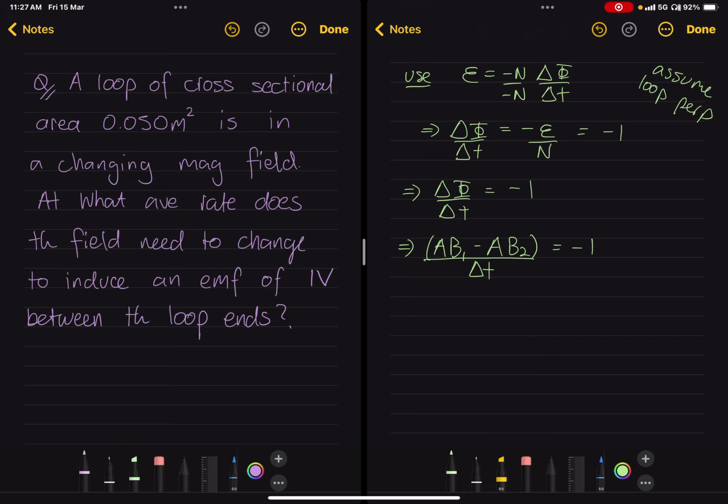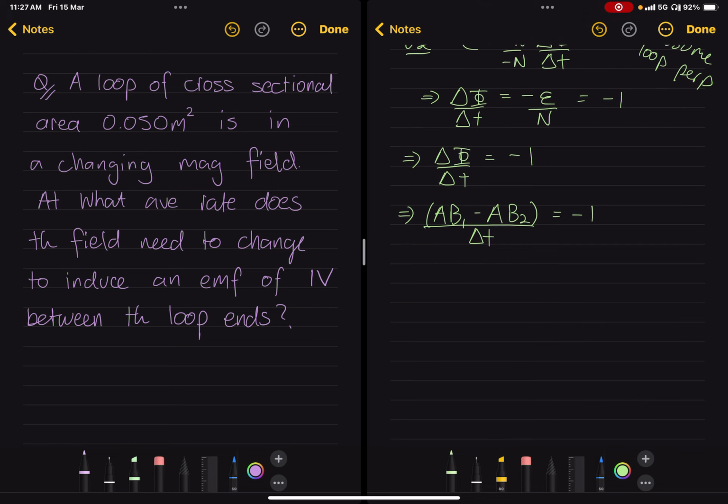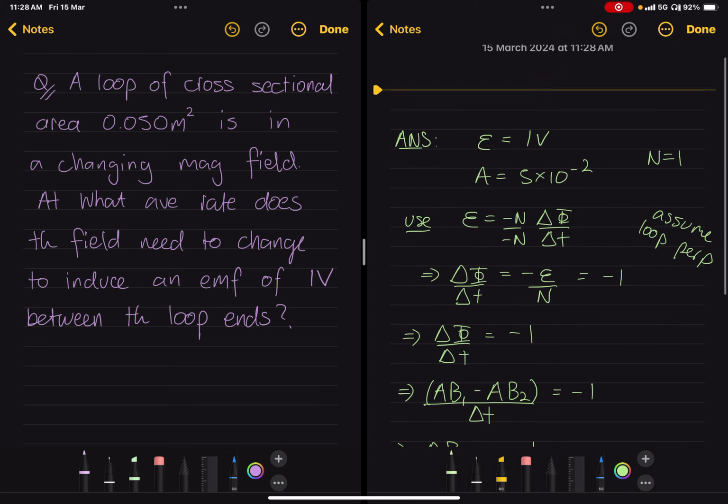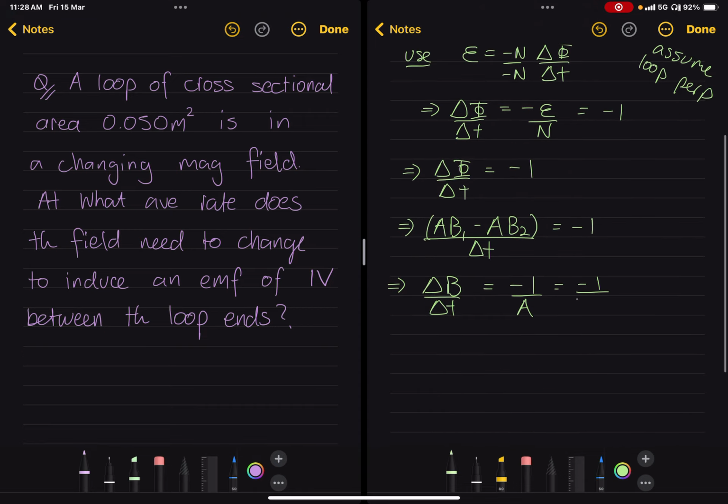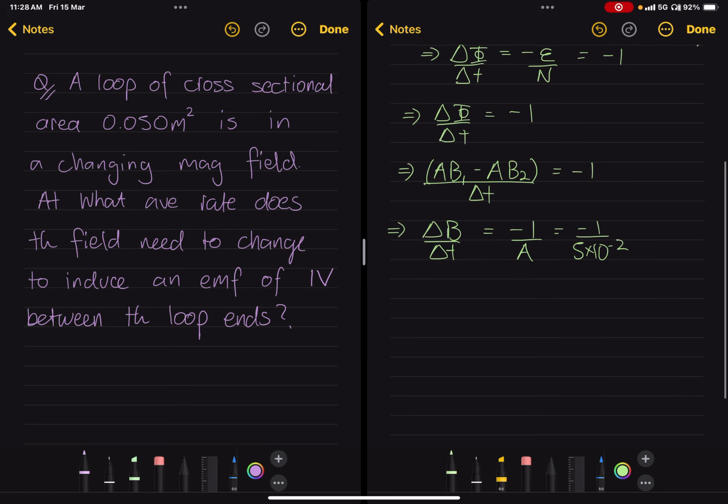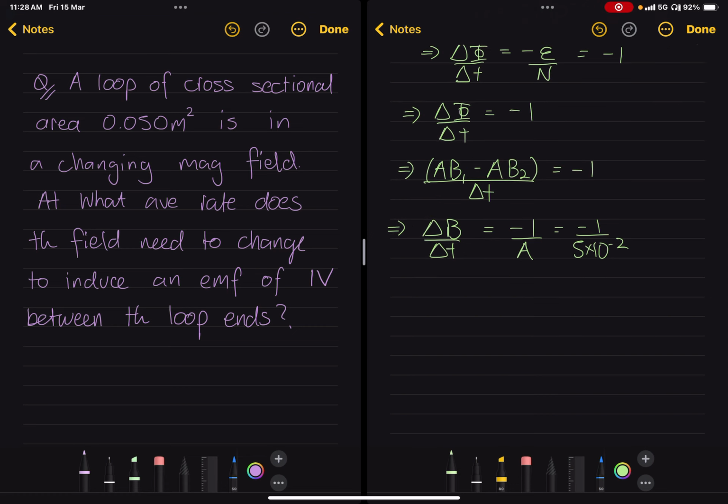Now we've got an A in common in both terms up the top, so we can divide both sides by the area, and we will find that change in field, because we've got B1 minus B2, in this case that's going to be change in field over change in time, ends up being equal to minus 1 over the area. Well, the area was 5 times 10 to the minus 2, so this is minus 1 over 5 times 10 to the minus 2. And this is actually the answer that we want, right? Because we were asked to find what average rate does the field need to change. That's del B del T, right? Not flux, but the field.